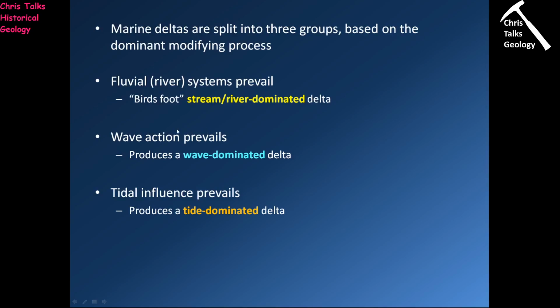If your delta is primarily controlled by the redistribution of sediment by waves, then it is a wave dominated delta, and if the sediment is mostly distributed by tidal forces, it is a tide dominated delta.